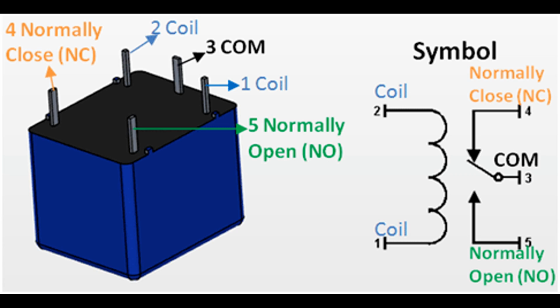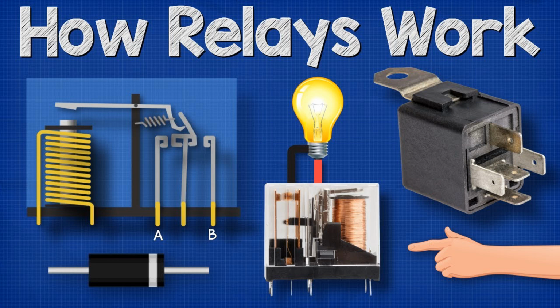The electromagnetic coil is a crucial component of a relay, responsible for generating the magnetic field that actuates the relay's switching mechanism. It consists of a coil of wire wound around a core material, typically made of ferromagnetic material such as iron or steel. Here's how the electromagnetic coil functions within a relay. Application of voltage. When a voltage is applied across the terminals of the electromagnetic coil, an electric current flows through the coil. The direction of current flow determines the polarity of the magnetic field generated by the coil.